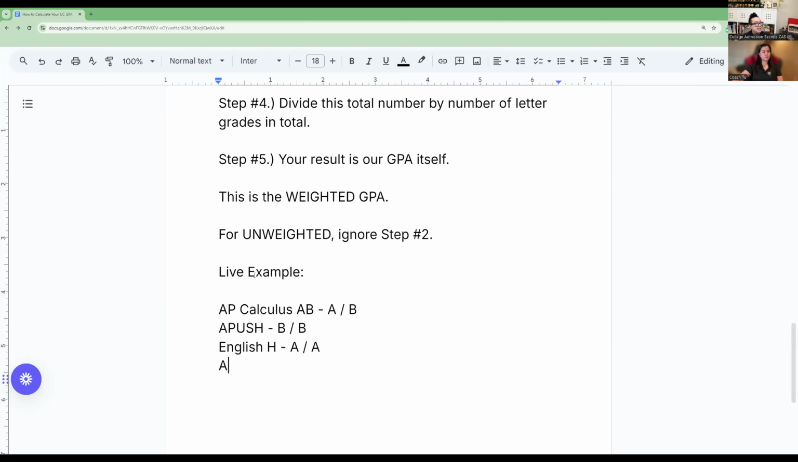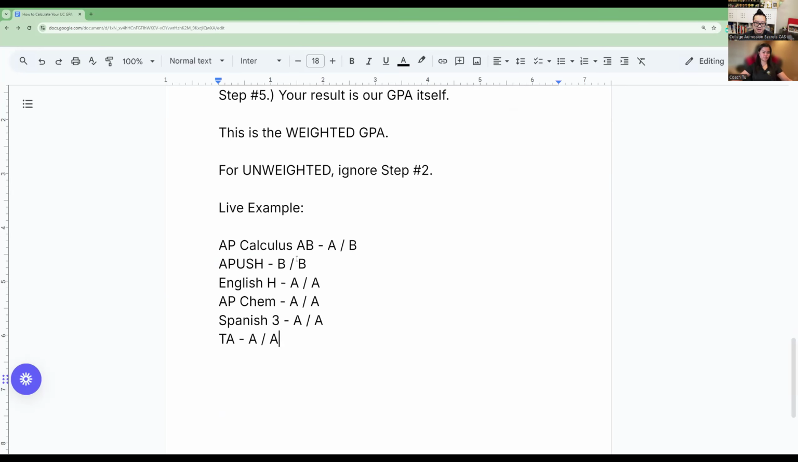Let's say I took AP Chem. I like chem. I got an A and an A. Let's say I took Spanish 3. It looks like I'm a junior, so Spanish 3, and I got an A and an A. And then I TA'd. My AP World teacher loved me, so I TA'd for them as well. I got an A and an A. So let's say these are my grades.